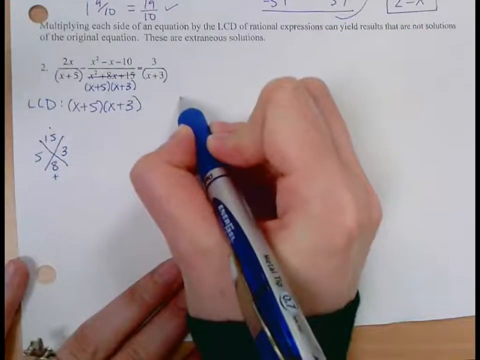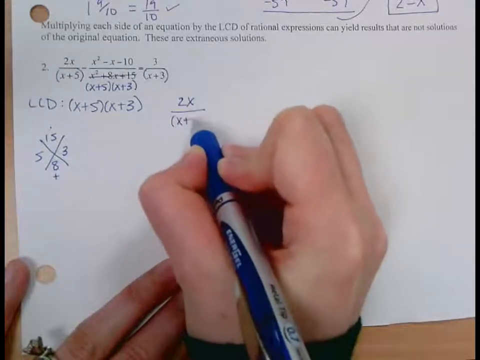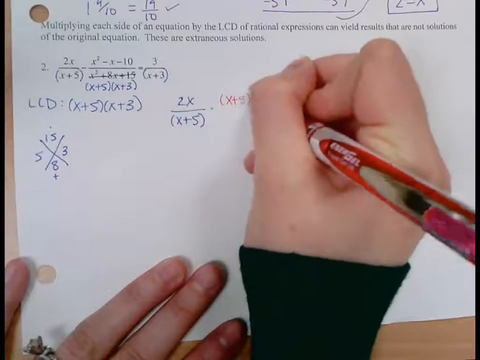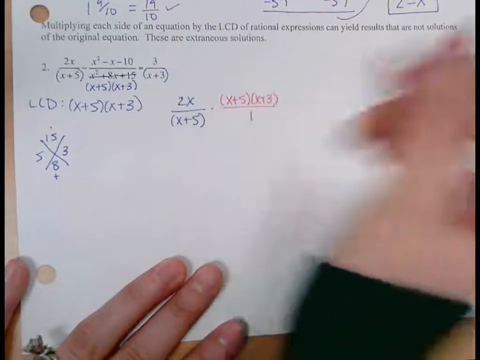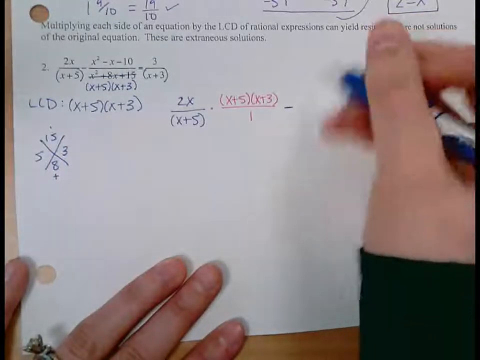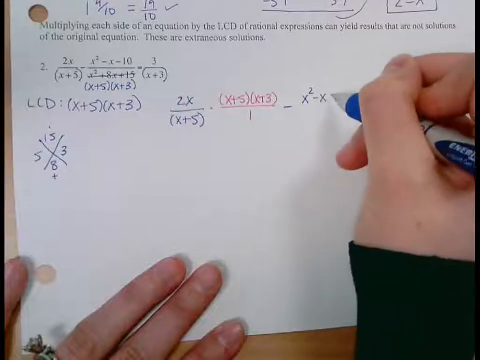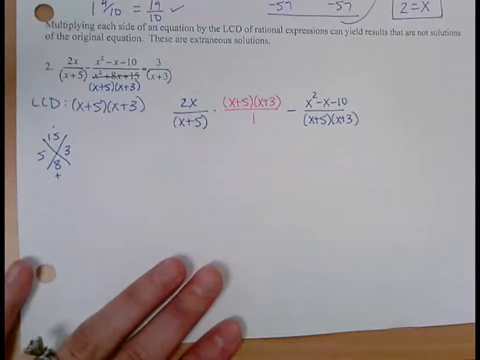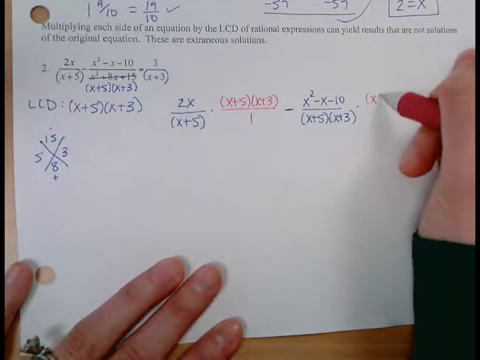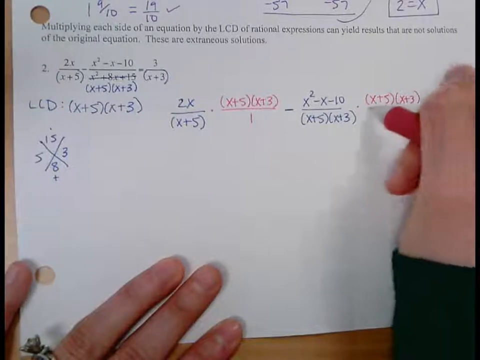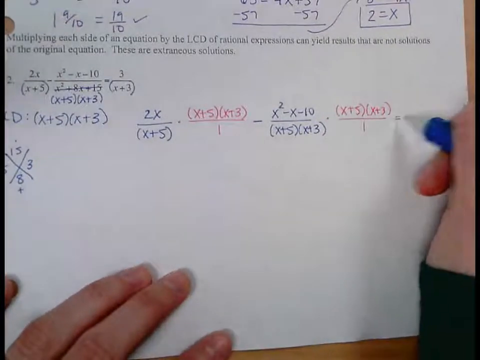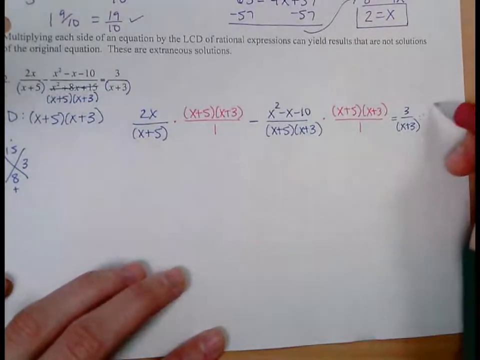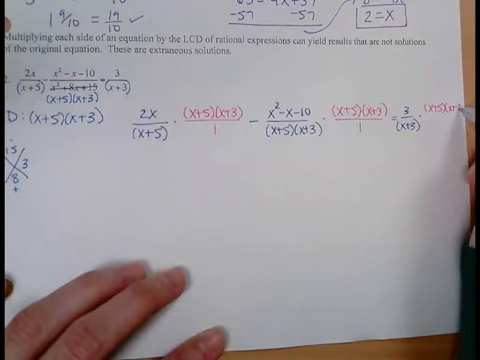So I would have 2x over x plus 5, multiplied by x plus 5 times x plus 3. And I have minus x squared minus x minus 10 over x plus 5, x plus 3, multiplied by x plus 5, x plus 3. And the last fraction also gets multiplied by x plus 5, x plus 3.